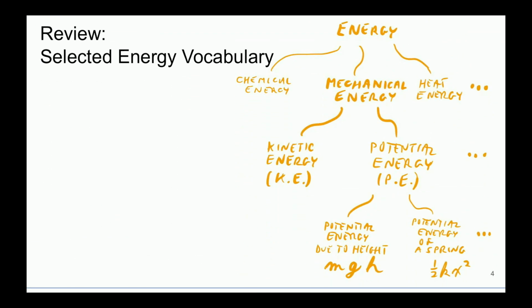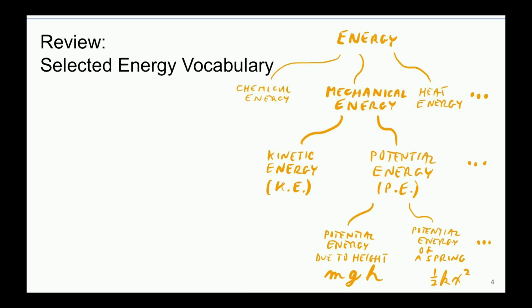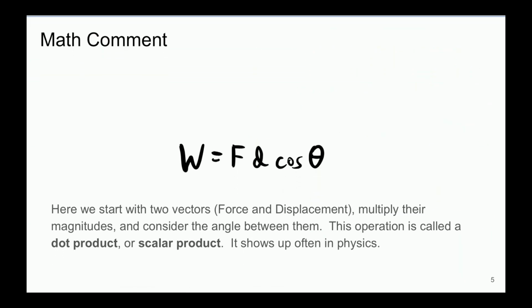Our energy vocabulary has gotten quite expanded now. We know there's different kinds of energy, like mechanical energy and chemical and heat and so on. We also can split mechanical energy into two kinds, kinetic energy and potential. We have emphasized potential energy due to height as mgh, but there's also others. For example, a spring might be something that you might study. Okay, so that's a vocabulary review.